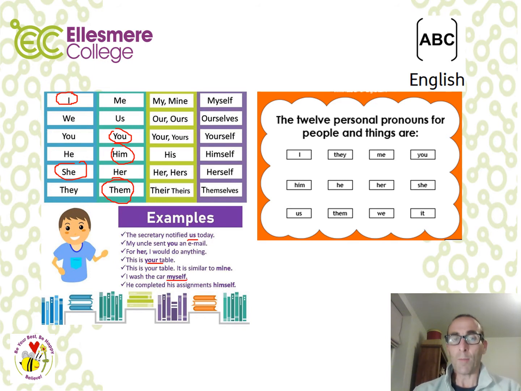Once you've had a chance to practice secular pronouns, there'll be an opportunity to practice those in terms of your writing. Personal pronouns are for people and things, such as they, her, it, and them. And again, once you've had an opportunity to practice the personal pronouns, there'll be opportunities for you to practice those in terms of your writing.